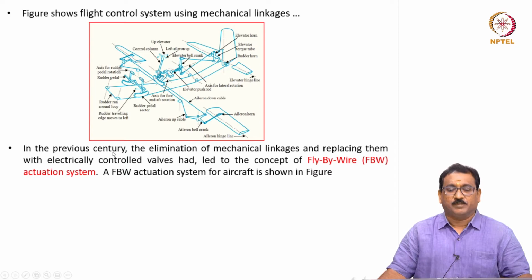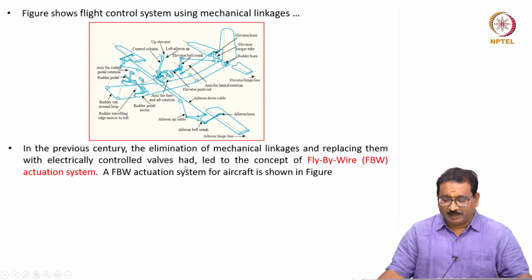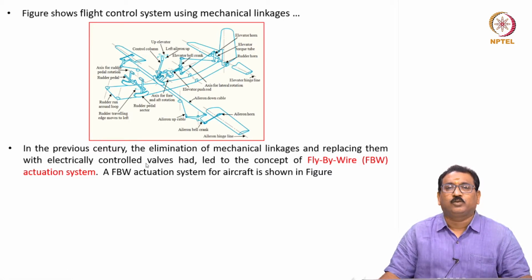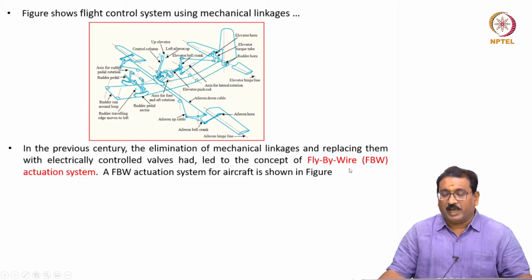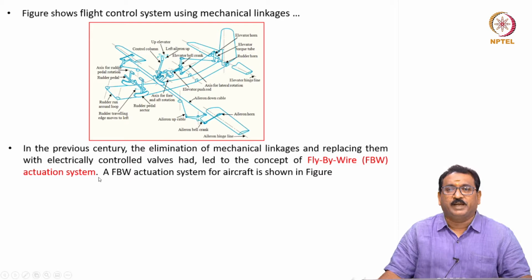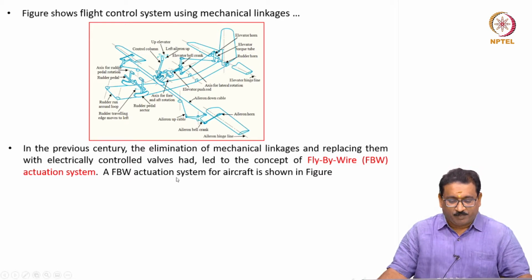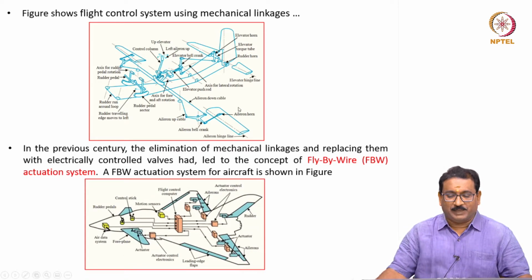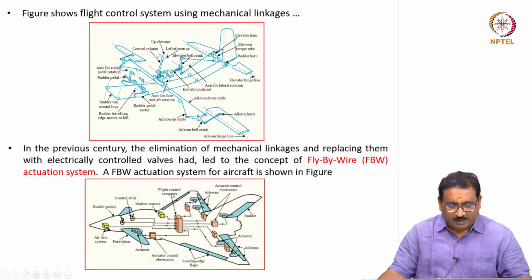In the previous century, the elimination of mechanical linkages and replacing them with electrically controlled valves led to the concept of fly-by-wire, FBW actuation system or FBW technology. A FBW actuation system for aircraft is as shown in the figure. Please see here the mechanical linkages are used. Next version is fly-by-wire technology. See here the various parts.